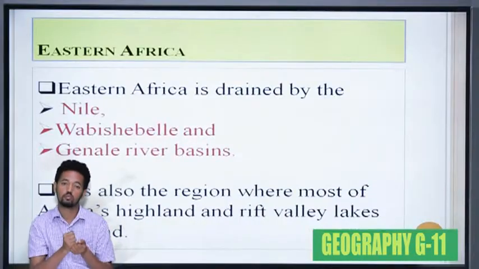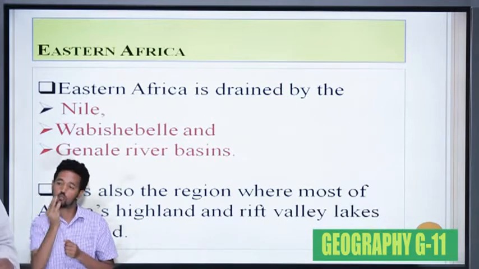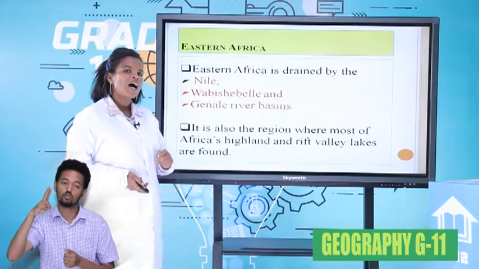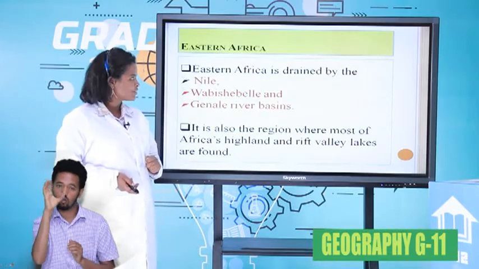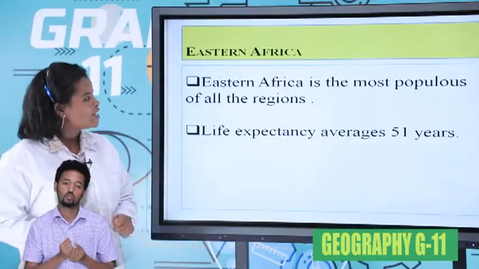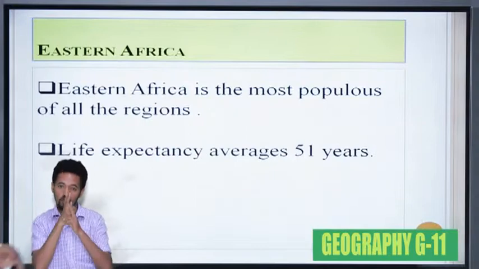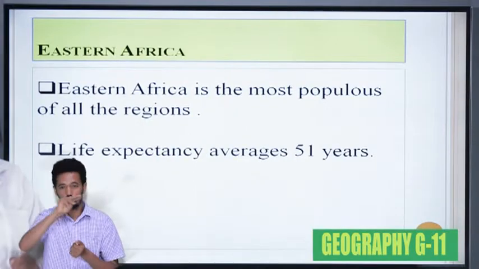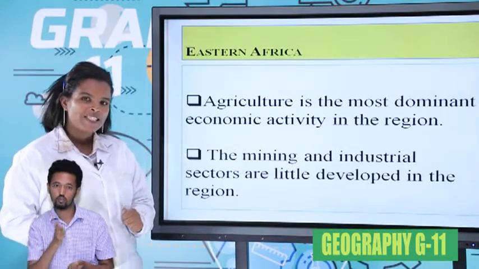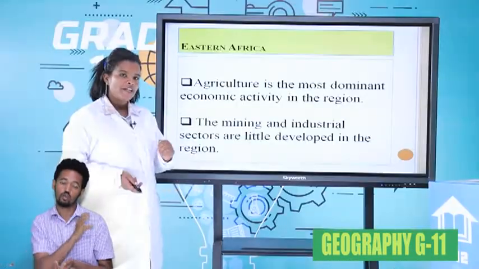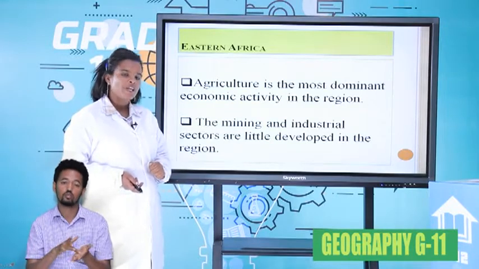East Africa is drained by the Nile River, the Wabe Shebelle, and the Ganale Basin. Most of the highland and lowland lakes of Africa are found in this region. East Africa is the most populous of all regions. Average life expectancy in East Africa is 51 years. The economic activity of East Africa is dominated by agriculture. Industry and mining sectors are little developed in this region.